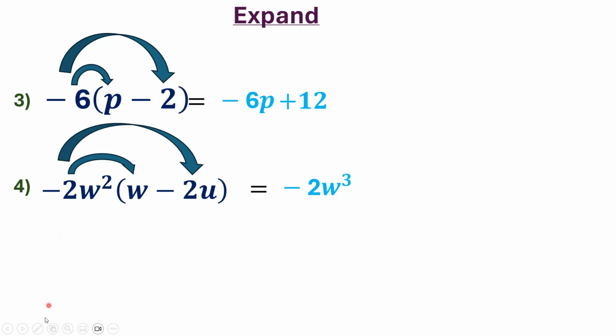The second term, you will multiply negative 2w squared by negative 2u. When you multiply negative 2 by negative 2, that will be 4. And w squared multiplied by u will be like this, w squared u. You cannot combine the w to the power of 2 and u. Okay, that's for these examples.